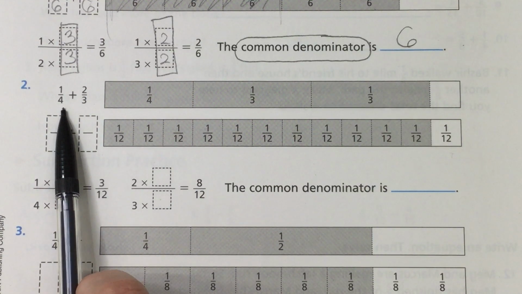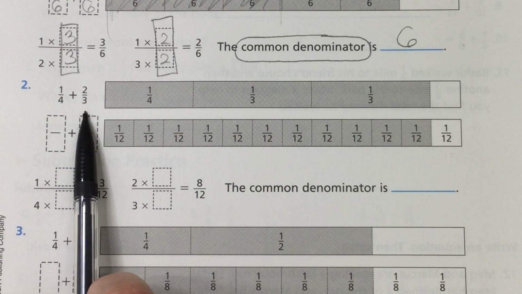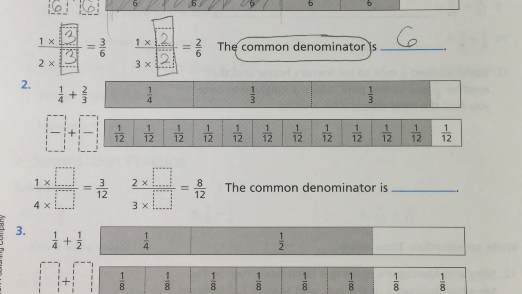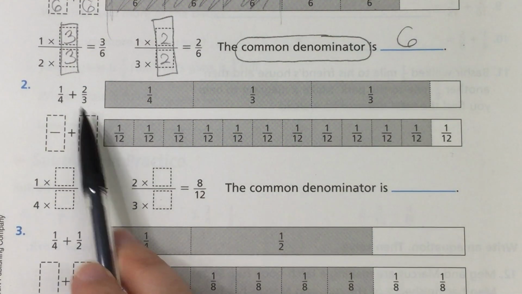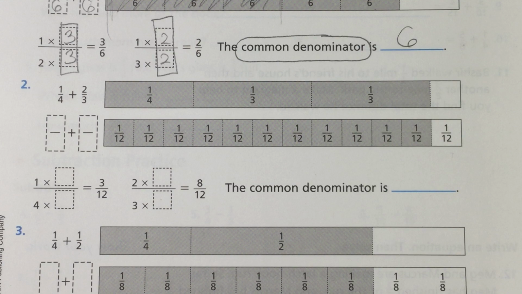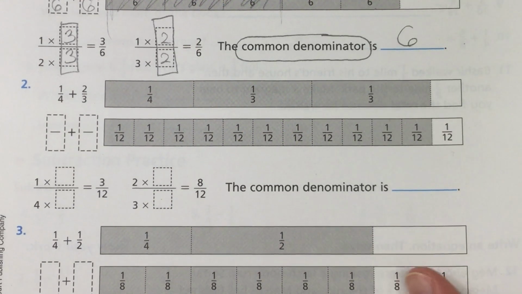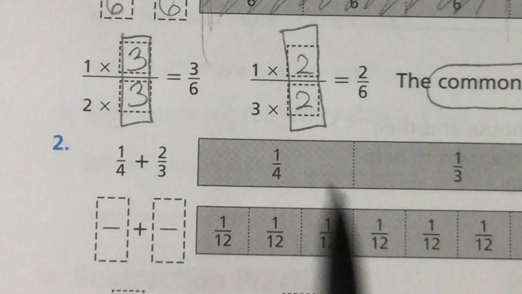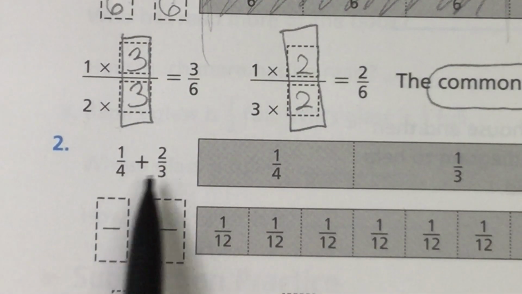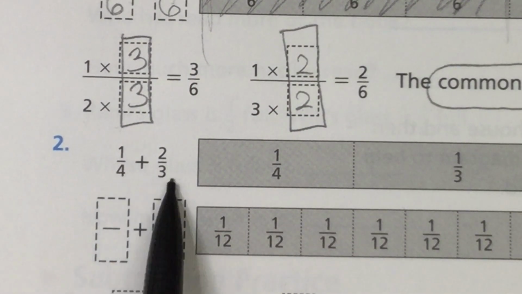Here's our problem. 1/4 plus 2/3. Again, we can't just add 1 plus 2 because the denominators are not the same. It will not work. We have to change the denominators. So can you think, and obviously you have the model in front of you, but if you didn't have the model in front of you, can you think of something that 4 and 3 both go into?